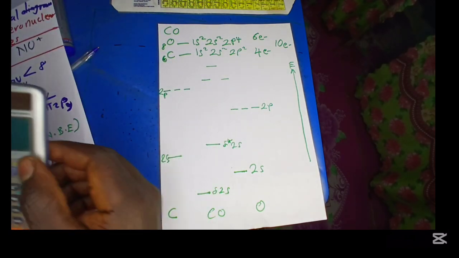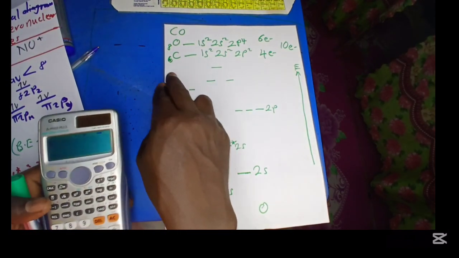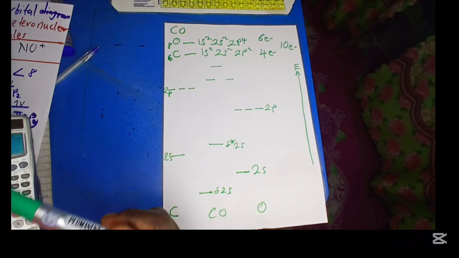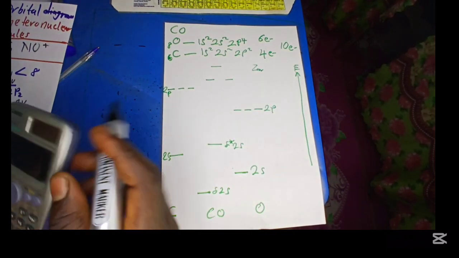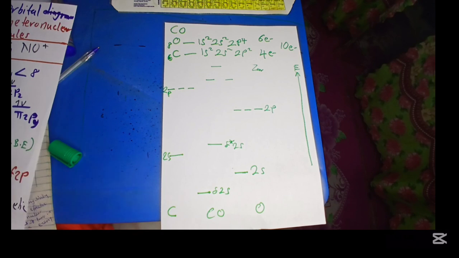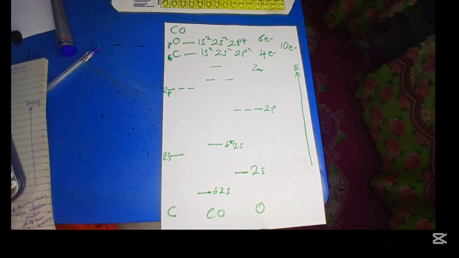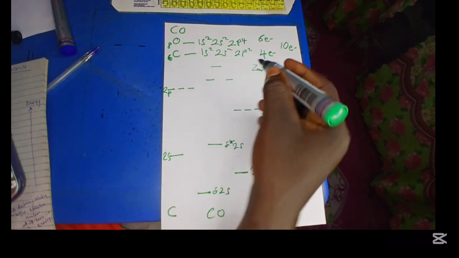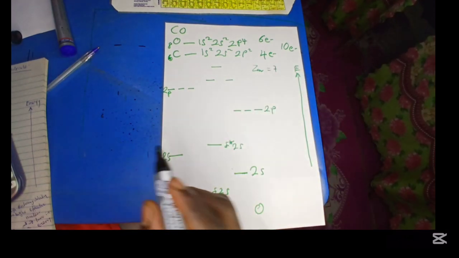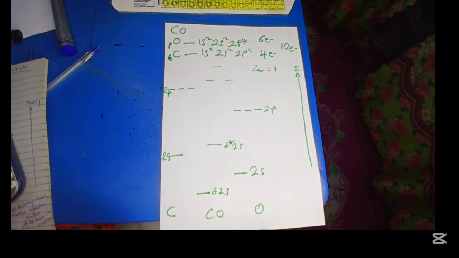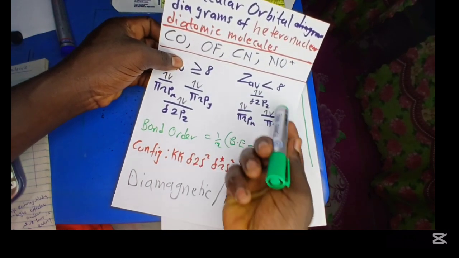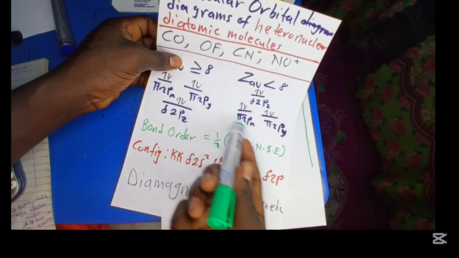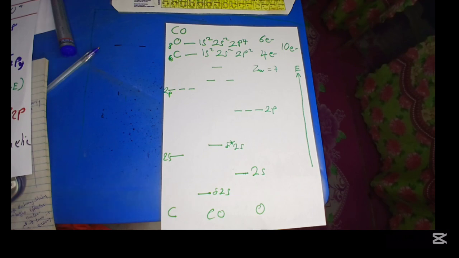For our oxygen, the atomic number for oxygen is 8 and the atomic number for carbon is 6. We are calculating for our Z average. So that means 6 plus 8, which means the average of 6 and 8 is 7. This is 7, indicating that it is less than 8. Since it's less than 8, we are going to use this format for the 2p orbital.